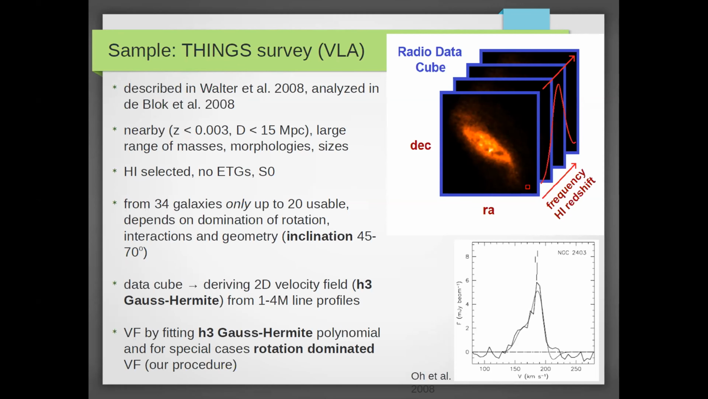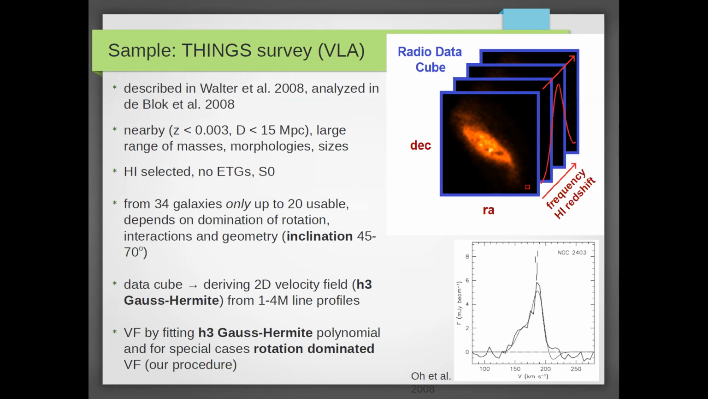Typically we had to fit or analyze 1 to 4 million line profiles to assemble one velocity field. And it can be constructed in various ways. We used the H3 Gauss-Hermite polynomial to fit because it deals well with the asymmetries that are normally seen in radio observations, and a lot of other things. But in some cases, this was not enough.